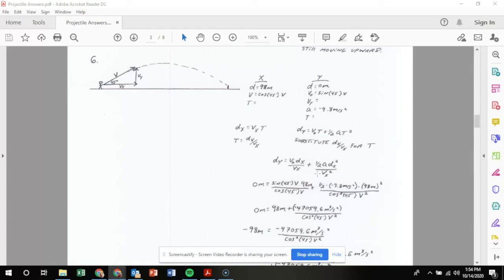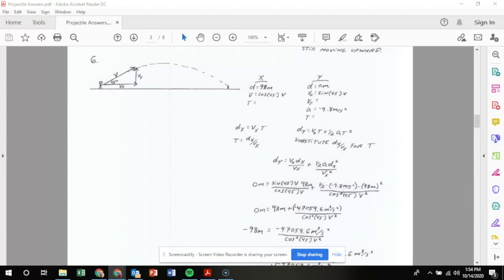Now what we can do is, instead of having our v in the X and v naught, we're actually going to plug in our cosine 45v and our sine of 45v. And I plugged in my d is equal to 0 and all the rest of my numbers because it might make my life a little bit easier. So d in the Y direction is 0 equals sine of 45v, because that's what v naught is, times the displacement in the X direction. You can see that's here, so that's 98, all divided by the velocity in the X direction, which is cosine 45v. So that's in the denominator.